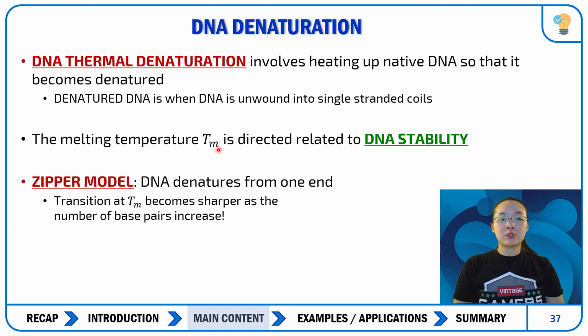So the melting temperature, keep in mind this Tm is now different. It's no longer a midpoint temperature, it's melting temperature. So remember we had the midpoint temperature for fractional helicity. Now we have melting temperature, which is temperature related specifically to DNA stability. So the zipper model, as you might have heard before, is where DNA denatures from one end, and there's a transition at the melting temperature because it becomes sharper as the number of base pairs increase.